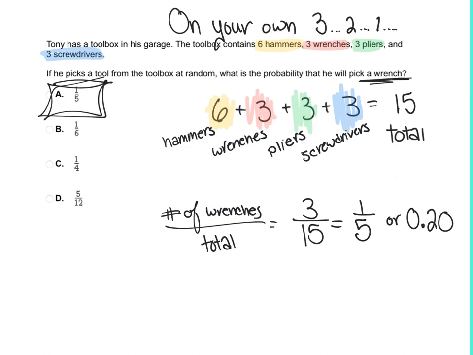Bingo, bango, bongo. So you wanted to make sure that you took care of all of them. So 6 hammers, 3 wrenches, 3 pliers, and 3 screwdrivers. Added them up to get your total of 15. And then it wanted to know just the number of wrenches. So I really made sure to read that problem to see that the number of wrenches was indeed 3. It says right here. And then I simplified that to be 1 over 5, or if it asked for the decimal, I could do 0.20.